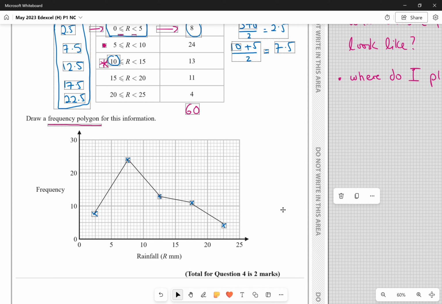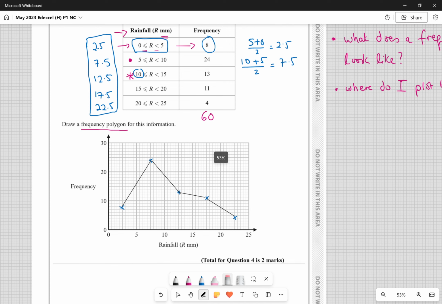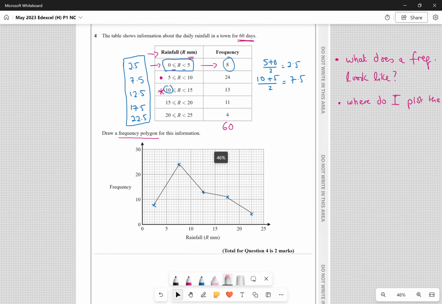Now notice that I didn't extend the line down to 0. I haven't extended it down to go to 0 like that. No. Okay? It begins where it starts in the table. And because we're plotting it at the midpoint, we're not extending it down to 0 like that. So this is what your frequency polygon should finally look like.